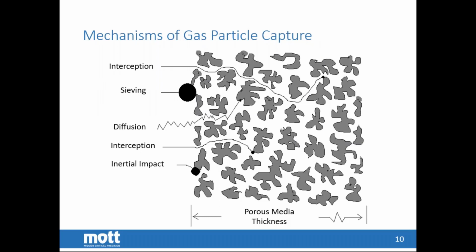Just some of them, for example, interception. That's basically when a particle keeps going through the media until it actually hits something. And interception is shown twice because that interception may happen close to the surface or away from the surface. But the point here is that these particle capture efficiencies that are at play in gas filtration involve capturing the particulates within the media and not at the surface, which is the case with sieving and in liquid applications.